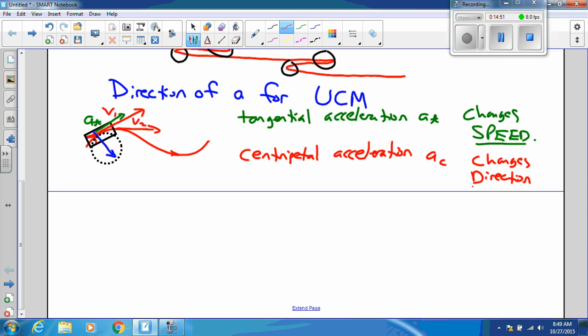And it changes the direction. And these two are always perpendicular to each other. Why? Because of the fact that you learned in geometry. What is true about the radius of a circle and the tangent? They're perpendicular. That's exactly right. So the tangential acceleration and the centripetal acceleration, or center-seeking acceleration, are always going to be perpendicular to each other.